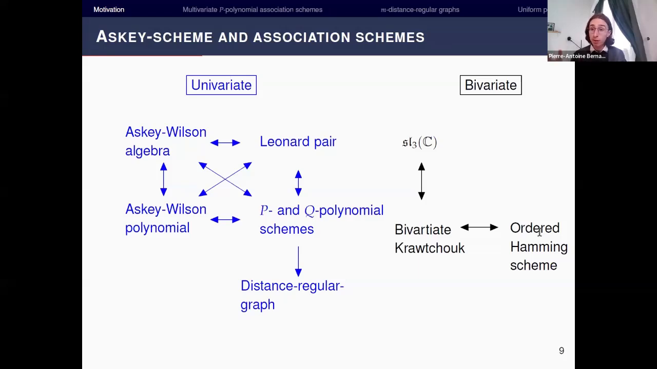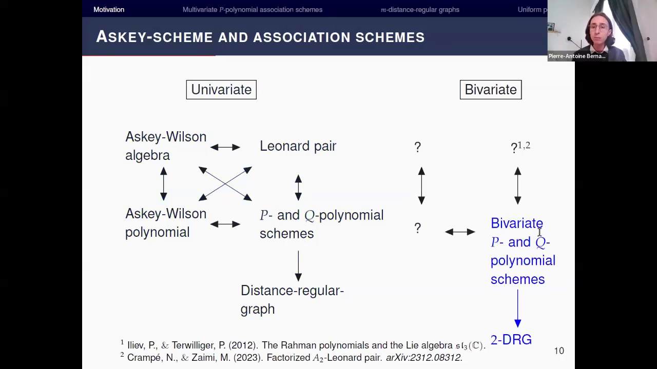So again, we're far away from having the same type of general understanding in the bivariate case, but the idea is that you need to start somewhere, and in this talk, really we'll consider what is the bivariate generalization of P polynomial scheme, and what is the generalization of the notion of distance regular graph. There's already some work that has suggested or investigated generalization of Leonard pair. I cite some reference at the bottom, but yeah, this will not be covered in this presentation.